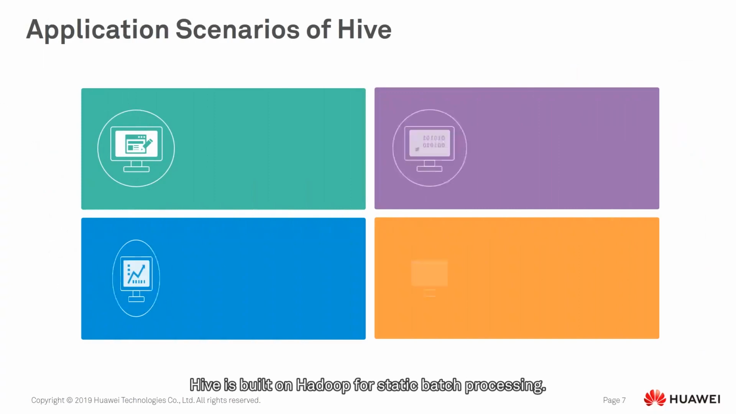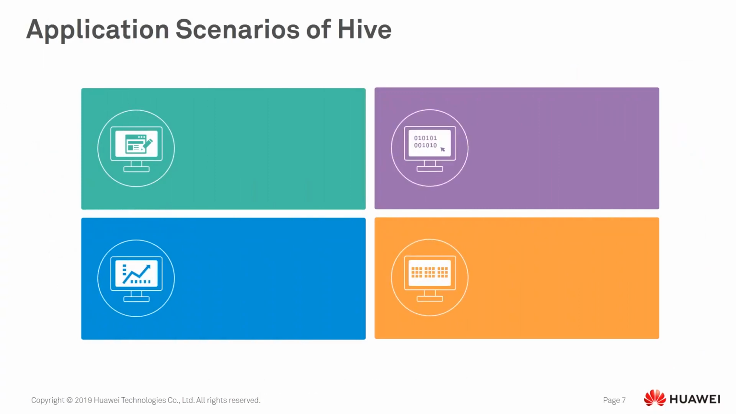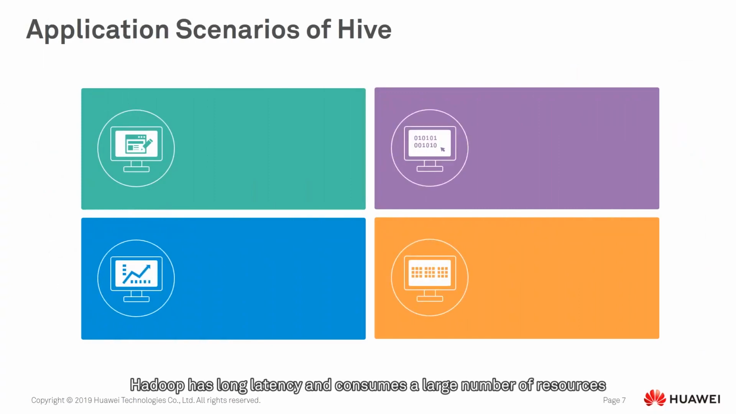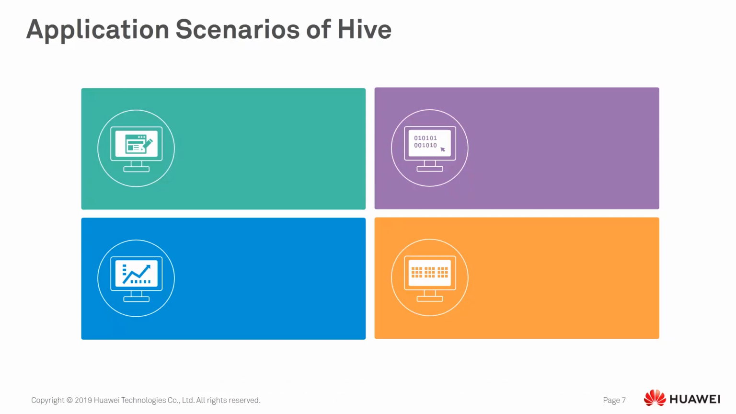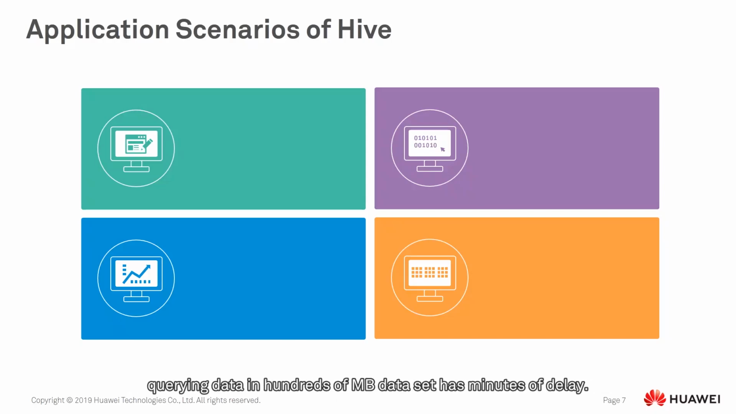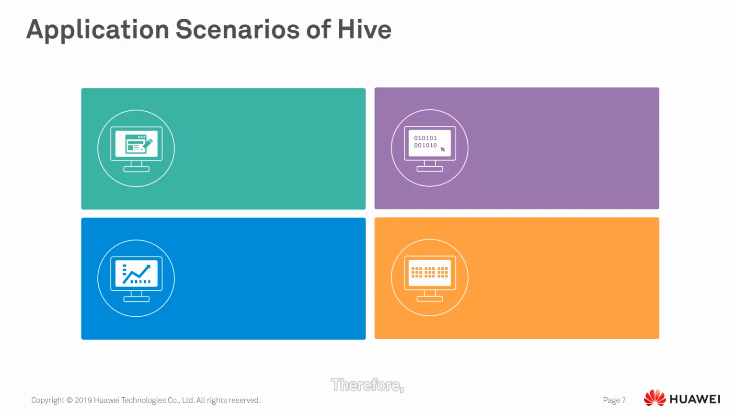Hive is built on Hadoop for static batch processing. Hadoop has long latency and consumes a large number of resources during job submission and scheduling. Hive does not support quick query of data in a large-scale dataset. For example, querying data in a hundreds-of-MB dataset has minutes of delay. Therefore, Hive is inapplicable for scenarios that require low latency. For example, online transaction processing.